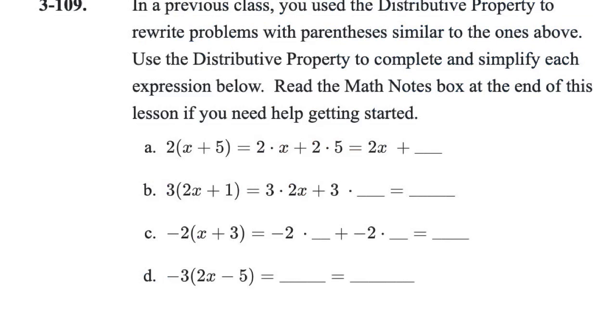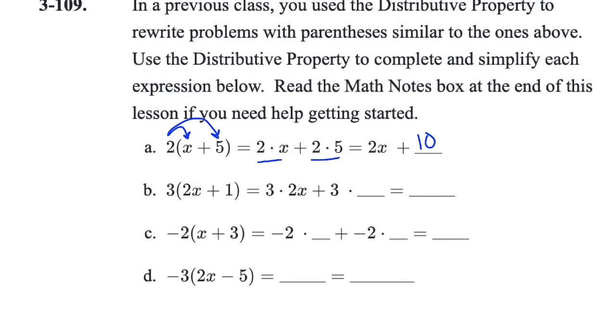Problem 3-109. You used the distributive property to rewrite problems with parentheses similar to the ones above. Use the distributive property to complete and simplify each expression below. Read the math notes box at the end of this lesson if you need help getting started. So what we had was 2 piles of x plus 5. So we had 2 of everything inside the parenthesis. We had 2 times x and 2 times 5, or that would be 2x plus 10.